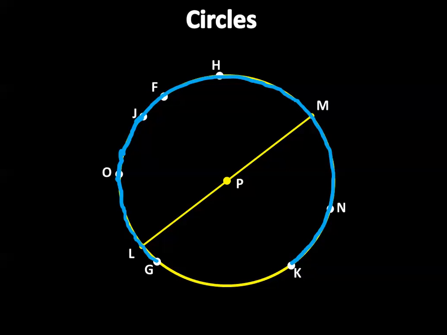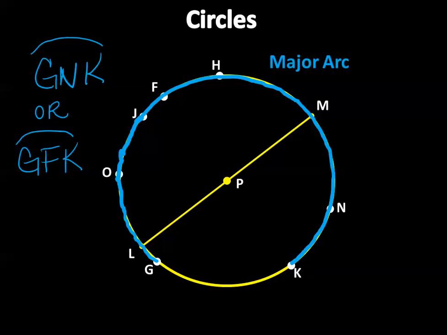An arc that is larger than a semicircle is called a major arc. A major arc is named by its two endpoints and one point in between. Arc GNK is an example of a major arc, and so is arc GFK. As a matter of fact, that's just two different ways to name it. We could have used any of those points in between J and K to name it.